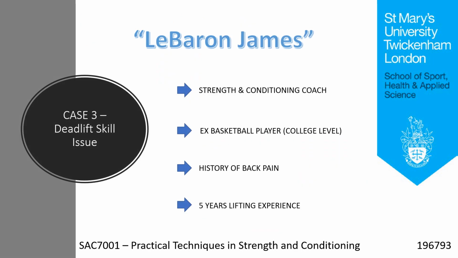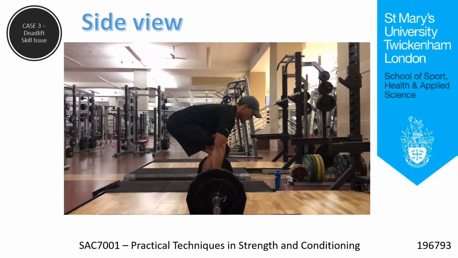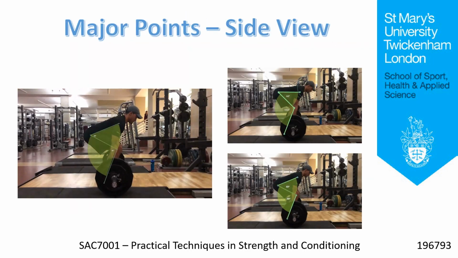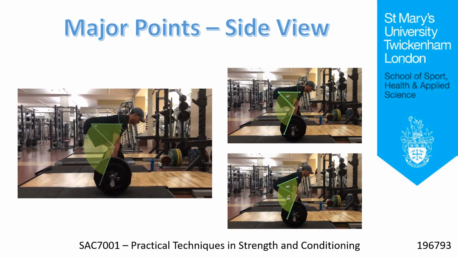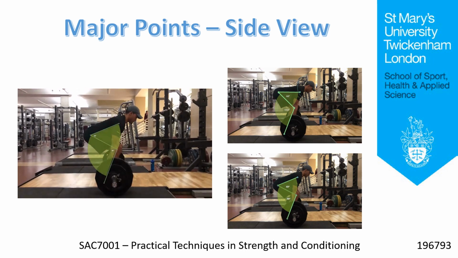The next case is LeBaron, a strength and conditioning coach, ex-basketball player with a history of back pain and 5 years of lifting experience. We have here a side view of his movement and a posterior view. From this view, we can see that the athlete raises his hips way too early in the lift, also increasing the extension of his cervical spine before executing the lift.